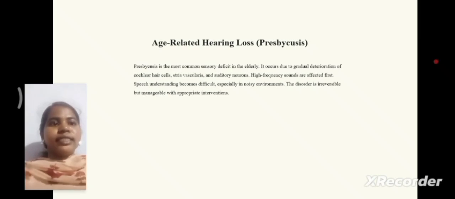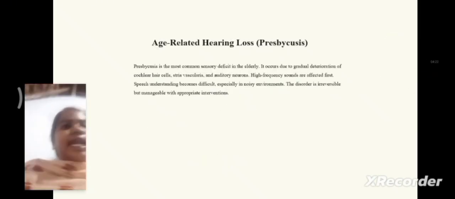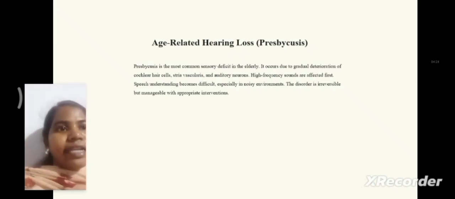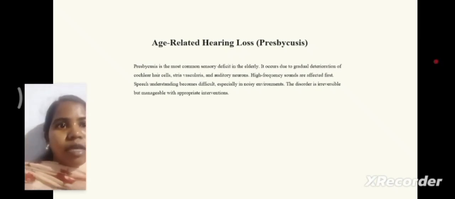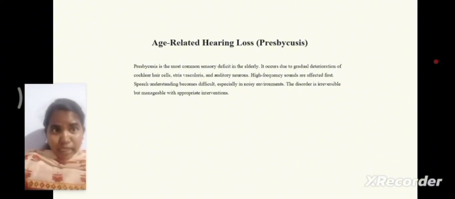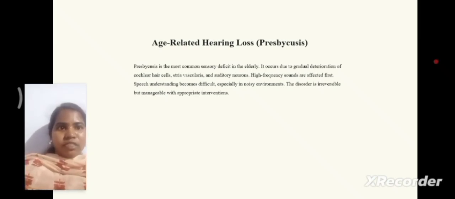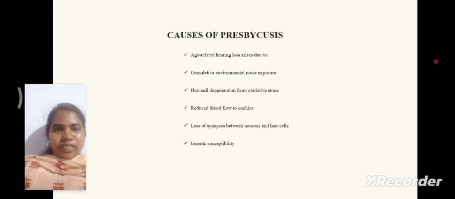The disorder, age-related hearing loss, or presbycusis, is the most common sensory defect in the elderly. It occurs due to gradual decrease of cochlear hair cells. Understanding speech is difficult, especially in noisy environments. The disorder is irreversible but manageable with appropriate interventions.